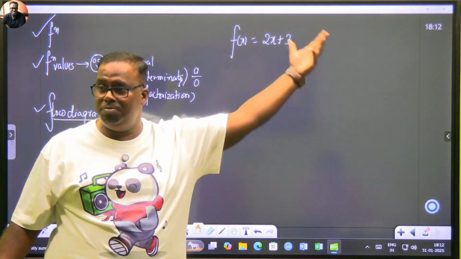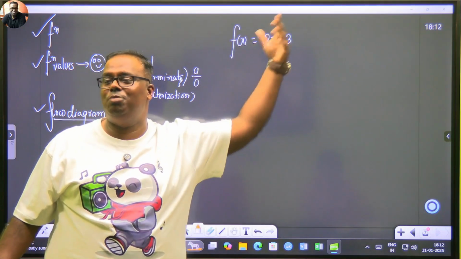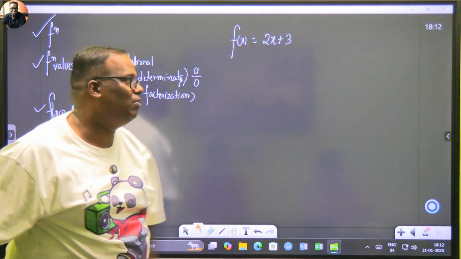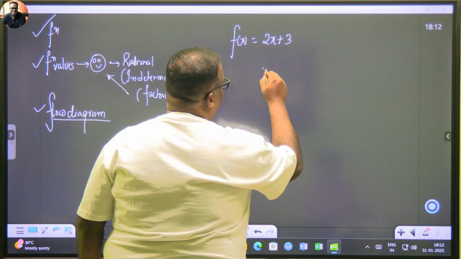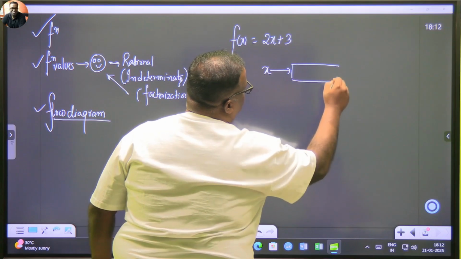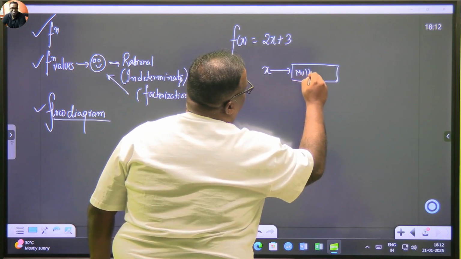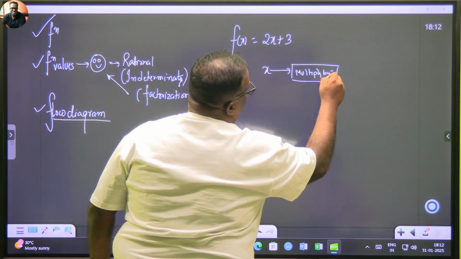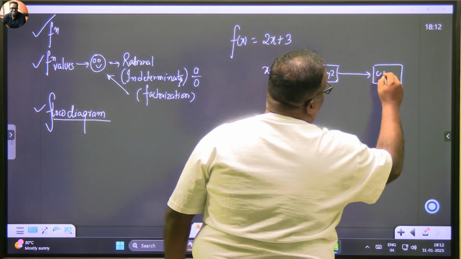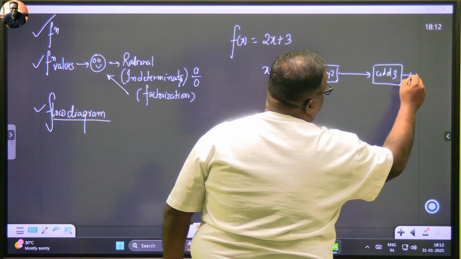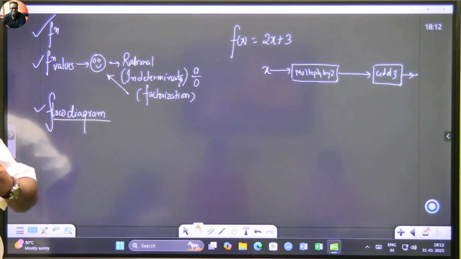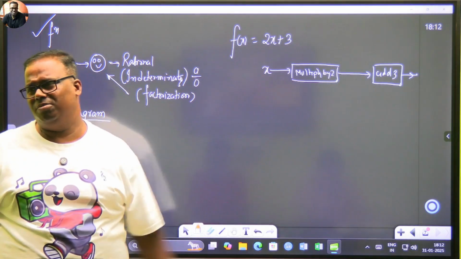We have a variable x to which we multiply 2, and to the product we add 3. So the same thing you have to do; it will be some block diagram. So we take x. x is our variable. Then we multiply by 2. After that, whatever product you get, you add 3. And this is your function in the flow diagram. This is the function machine, or flow diagram.